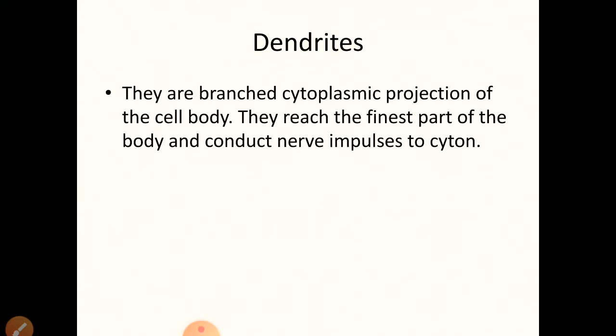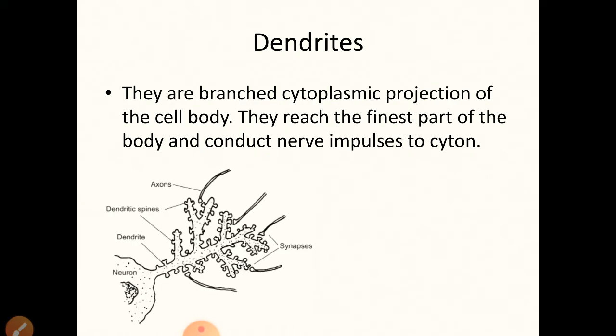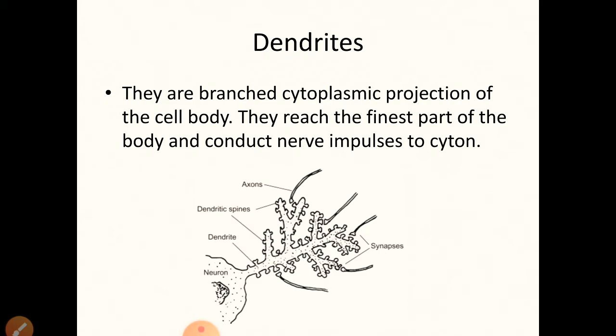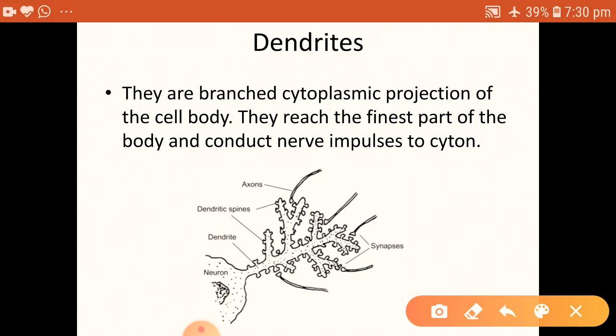So next we come to dendrites. They are branched cytoplasmic projections of the cell body. They reach the finest part of the body and conduct nerve impulses to the cyton. Okay, so as you saw the branches coming out from the cyton, this is how it looks in the microscopic view. So they reach the finest part of the body and conduct nerve impulses to the cyton. Okay, so these are the dendrites and they conduct nerve impulses to the cyton.